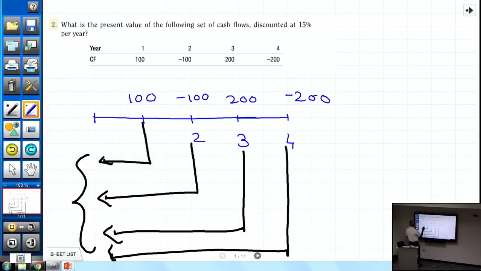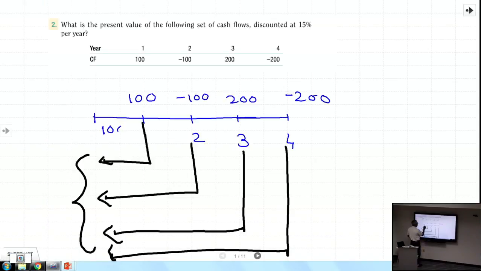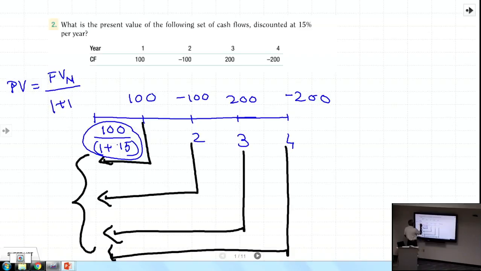So the present value of cash flow 1 is 100, which is the future value, divided by 1 plus R. R is 15%, so that's 1.15 raised to the power 1. So essentially, this formula that I'm using is present value equals future value at a future time period n divided by 1 plus the interest rate raised to the power n. So in this case, n is 1.